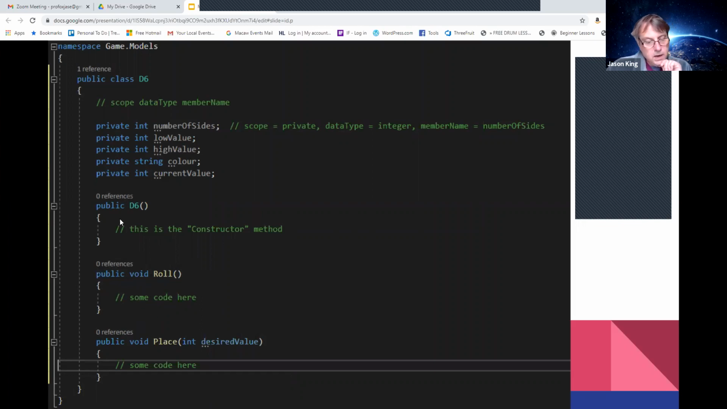And finally, we've got a very special method here called a constructor. And the main features of this are, it doesn't have a return type of void or string or integer or anything. It is its own return type. When we want to create a die, we call the die's constructor. And that will give us an instance in memory of the die.